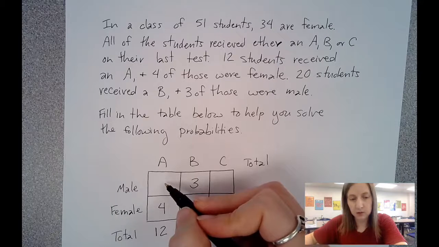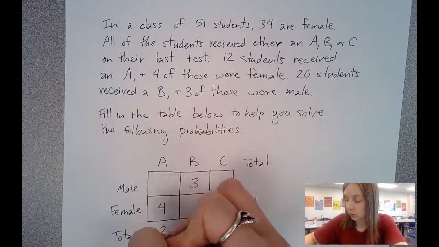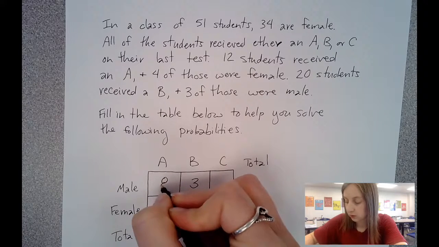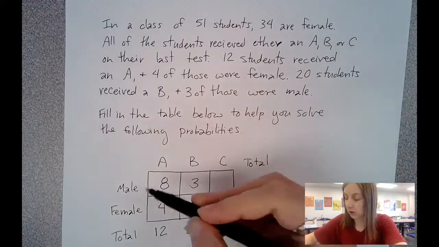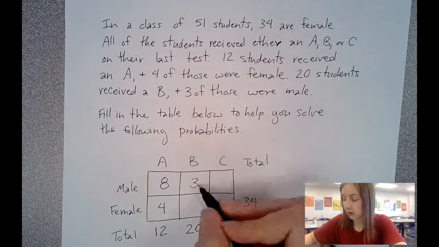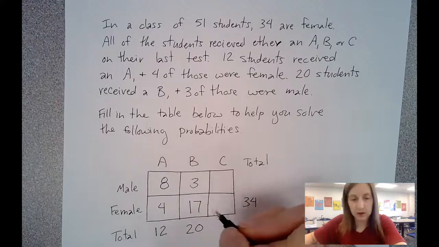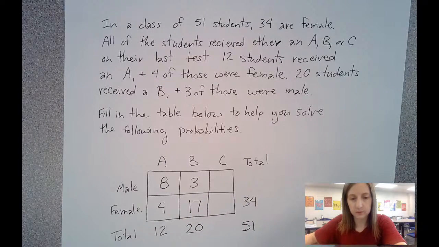The males who got A's plus the females who got A's needs to add up to the total. So 12 minus 4 leaves 8 for this spot. 8 plus 4 is 12. Same thing here. These need to add up. 3 plus something equals 20. And so that is 17.